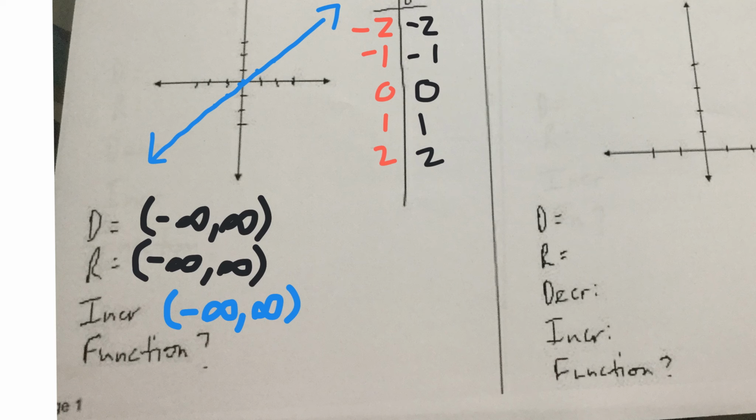The last thing we want to know is, is this a function? Okay, well, does it pass the vertical line test? Well, if I drew a vertical line, any vertical line, it would only touch the graph one time. So this is indeed a function.